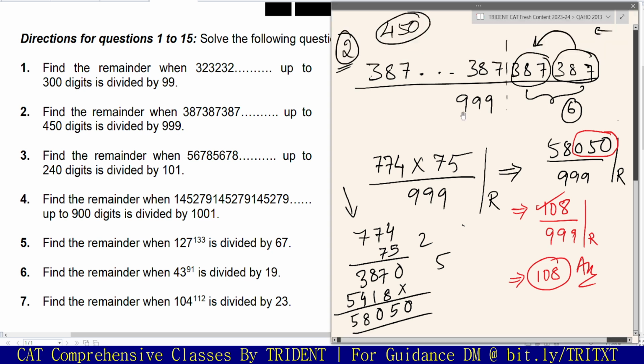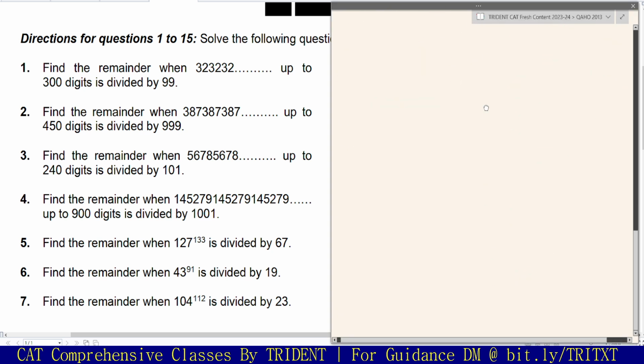Okay, I'll take a couple more questions because this handout has 15 questions. I do not intend to solve all the 15 questions in this session, but hopefully we will solve the entire one. This one says find the remainder when, now this is 101, divided by 101. The numbers are 568, 568. An interesting one. So let's do this.